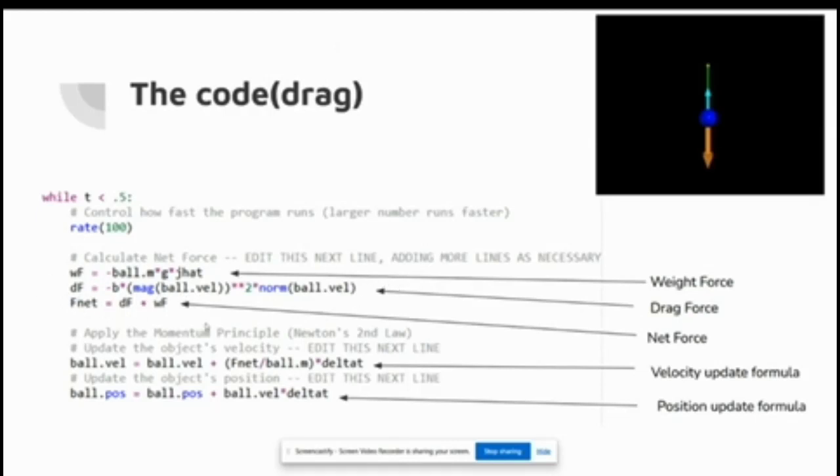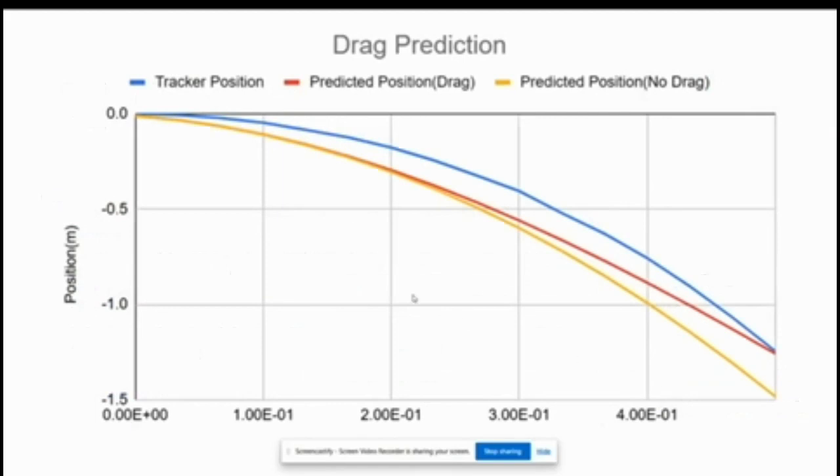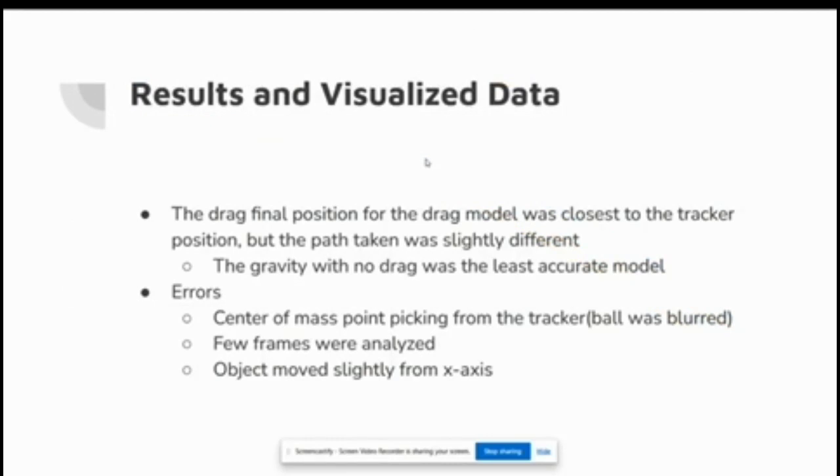This is the code for drag, and as you can see, we have the equation for weight force right here, the equation for drag force, the equation for net force, and then down here we still have the velocity update formula and the position update formula. This right here is our graph overlay of the three positions, and as you can see, the predicted position for drag and the predicted position for no drag do not match the tracker position, but the drag position is much closer than the no drag.